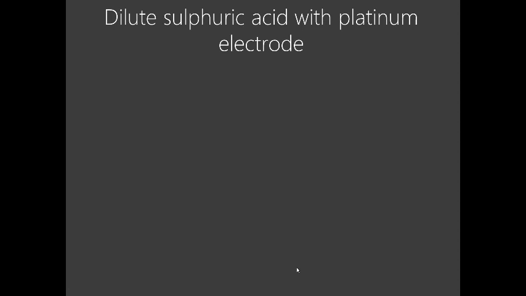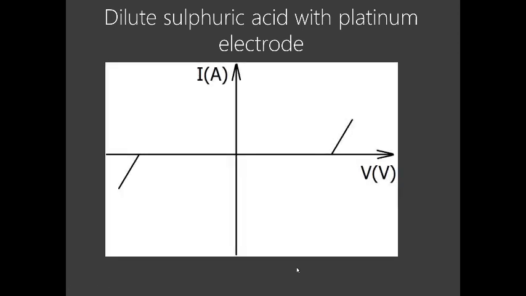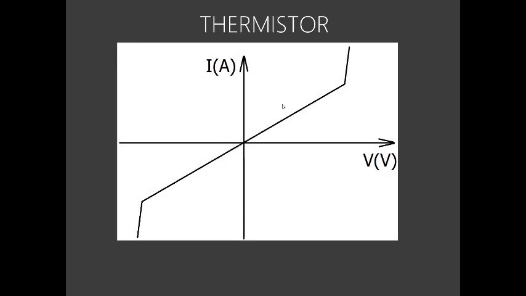Dilute sulphuric acid with platinum electrodes: there will be no current flowing until a certain voltage is reached. Non-ohmic. Thermistors will be ohmic for a certain limit of voltage, but from a certain point, the current that flows will increase exponentially.